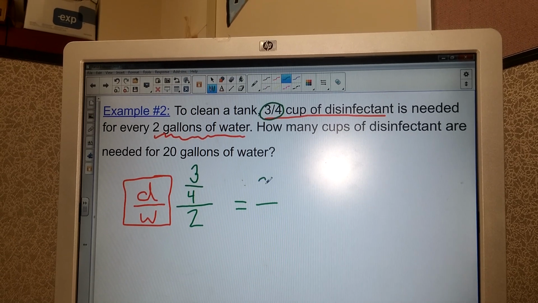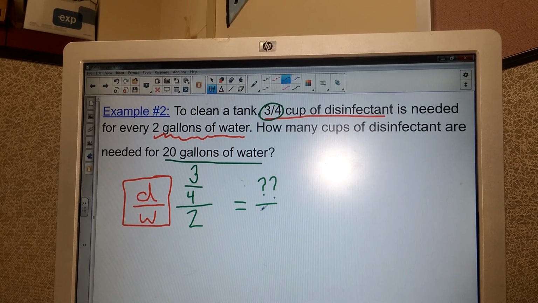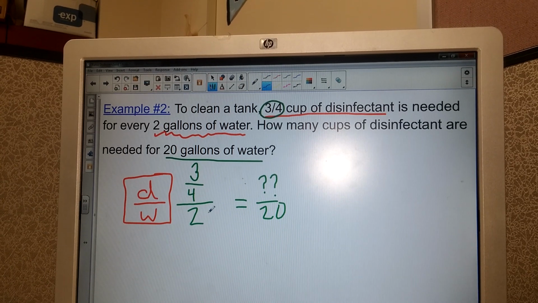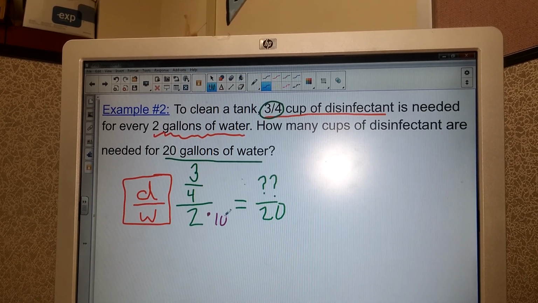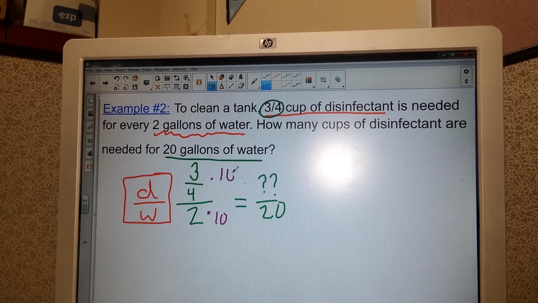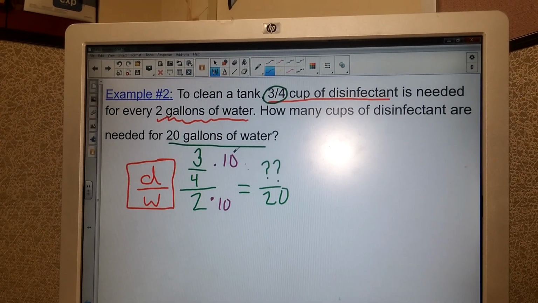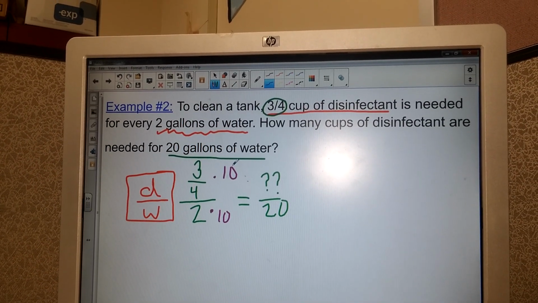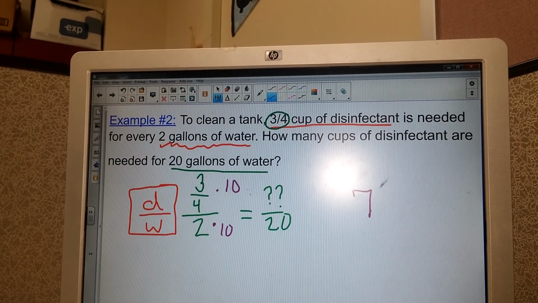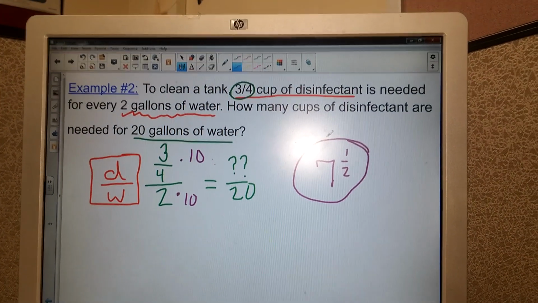And as we keep reading, how many cups of disinfectant? Well, obviously that's a question. How many cups? We don't know. Are needed for 20 gallons of water. So really what happened is we had this original amount, and it looks like what we did is we took this original amount and we multiplied it by 10, which means we're going to have to multiply the amount of disinfectant we have by 10. So on your calculator, you're going to have to do that. You're going to need to type in 3/4, 3 ABC 4 times 10, and you'll find out that really what we're using then is 7 1/2 cups of disinfectant for every 20 gallons of water.